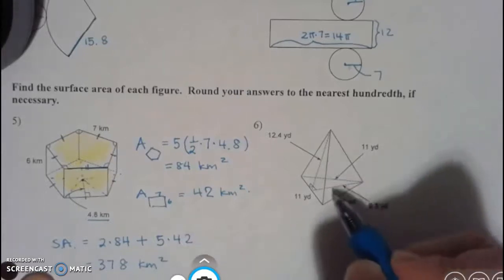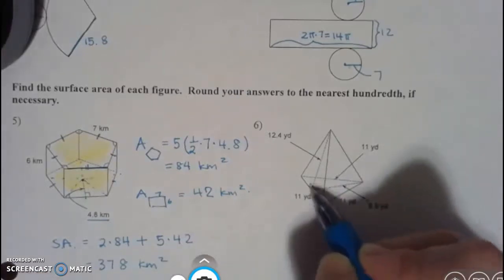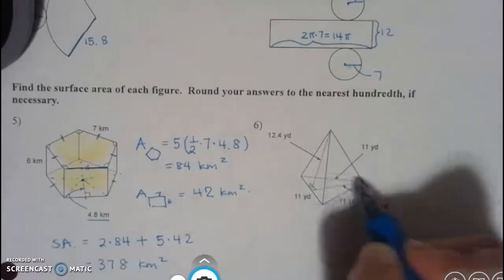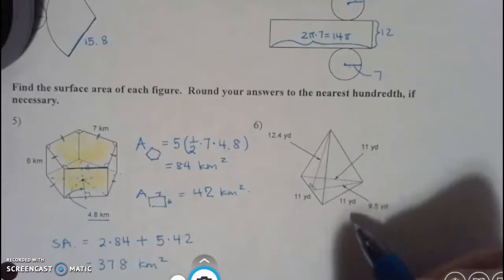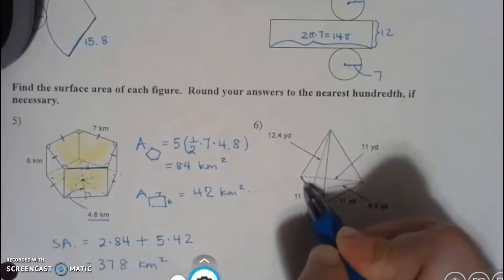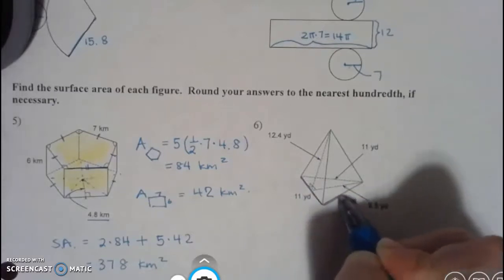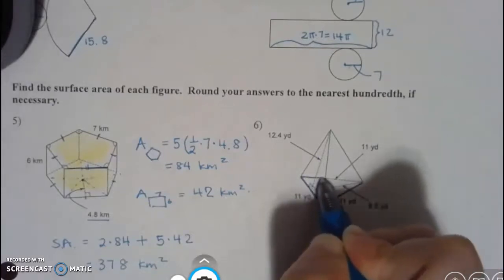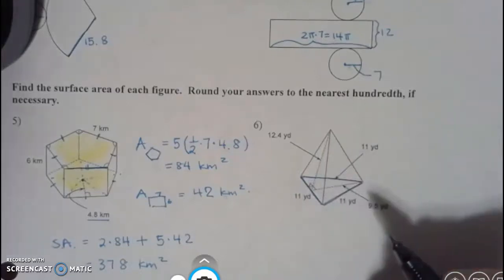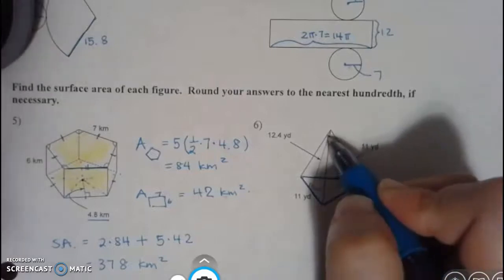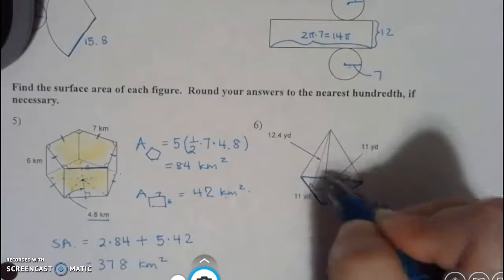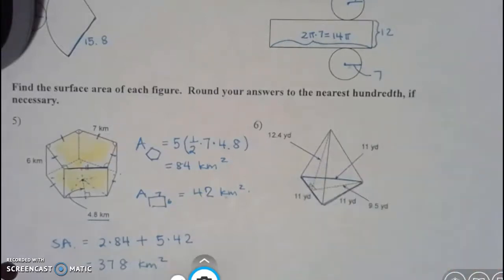All right, what about this? Okay, what do we have here? We have the base triangle, and then we have 3 other triangles, right? Now, what do we know? We're told that this length is 11, this length is 11, and this length is 11. So it's a regular triangle, or equilateral triangle. And we know that the lateral sides are all going to be congruent because the base is regular.